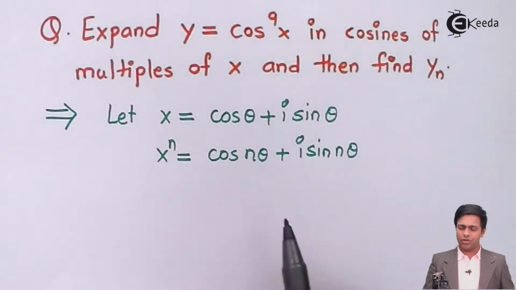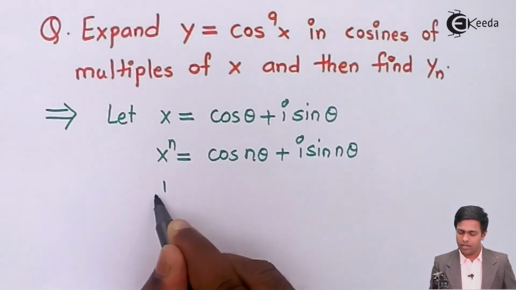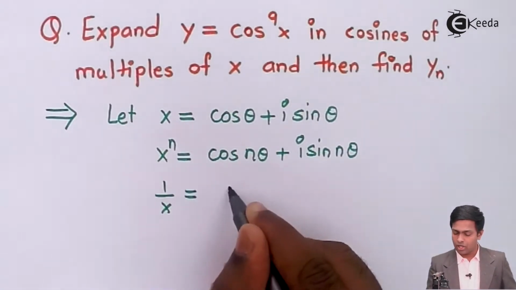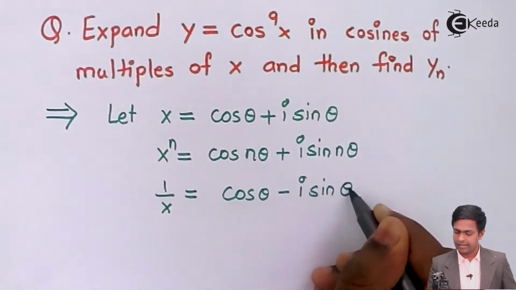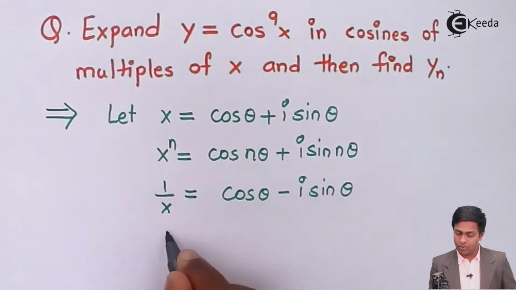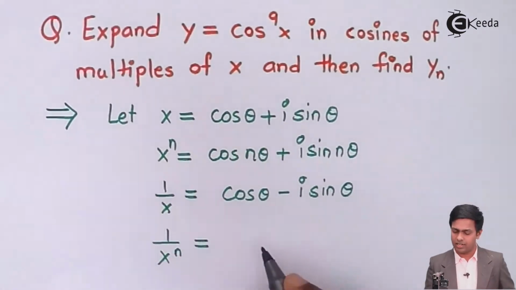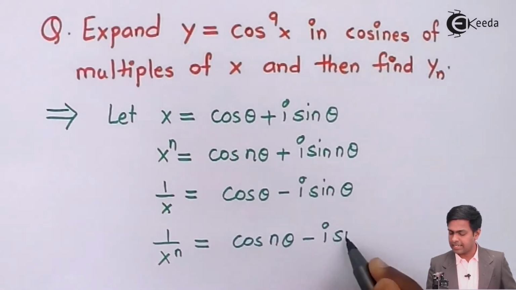Now guys, since I have assumed x as cos theta plus i sin theta, if we take the reciprocal, that is 1 upon x, then that is cos theta minus i sin theta. Similarly, if I ask you the value of 1 upon x raised to n, then again by De Moivre's theorem, the answer is cos of n theta minus i sin n theta.